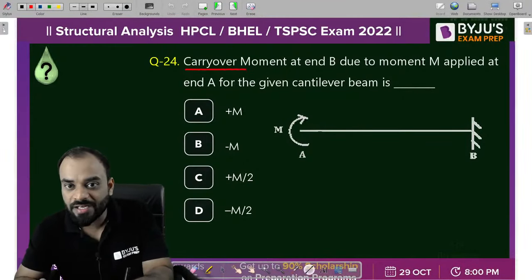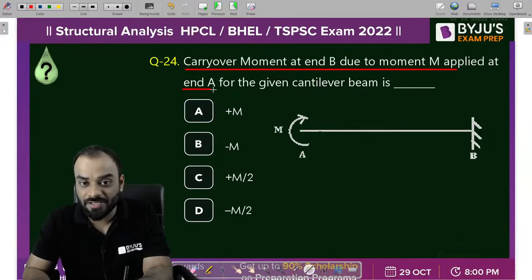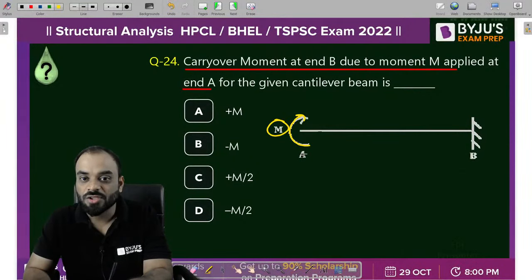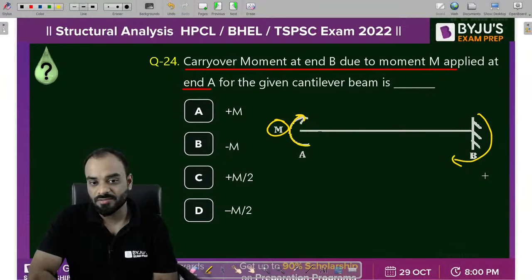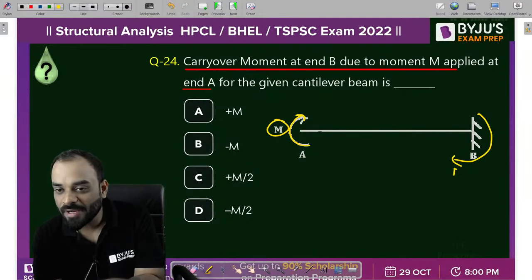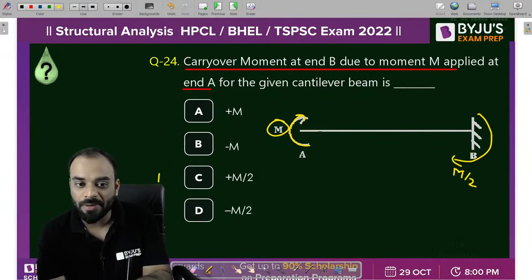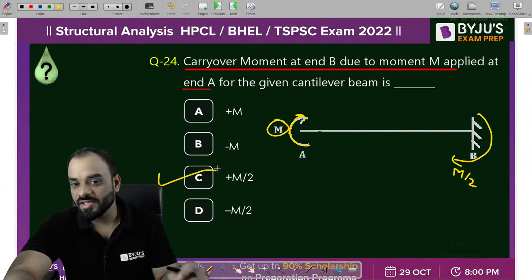Carryover moment at end B due to moment M applied at end A. You know that, guys, in this case, we are trying to apply the moment at A equal to how much? It should be M. Now, what should be the moment at end B? That is the question. Tell me, guys. Quickly. C. M by 2. C is the correct answer. M by 2. It should not be D.